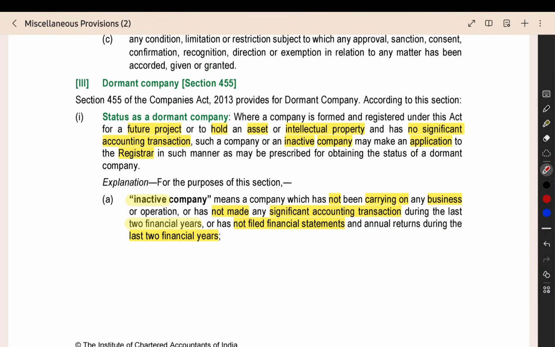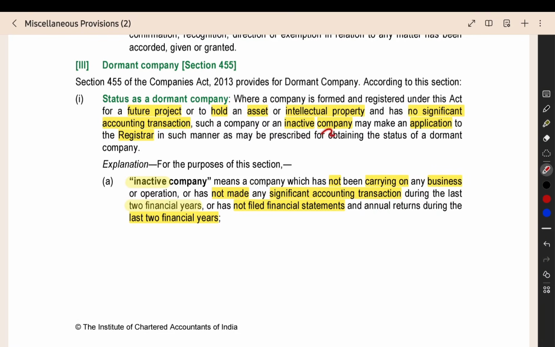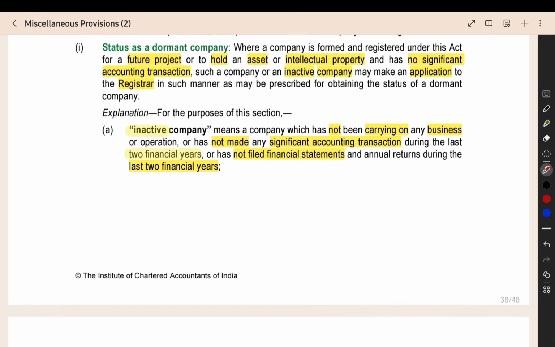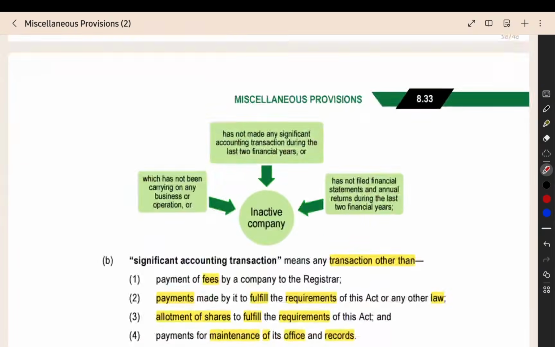Now, you are going to create a company for a future project, or to hold an asset, or for intellectual property holding, or there will not be any significant accounting transaction. It will be an inactive company. Then you can get this dormant company tag. What is an inactive company? It is not carrying on the business, has no significant accounting transaction, and has not filed the financial statement or annual return for the last 2 financial years. Then it will be called an inactive company.